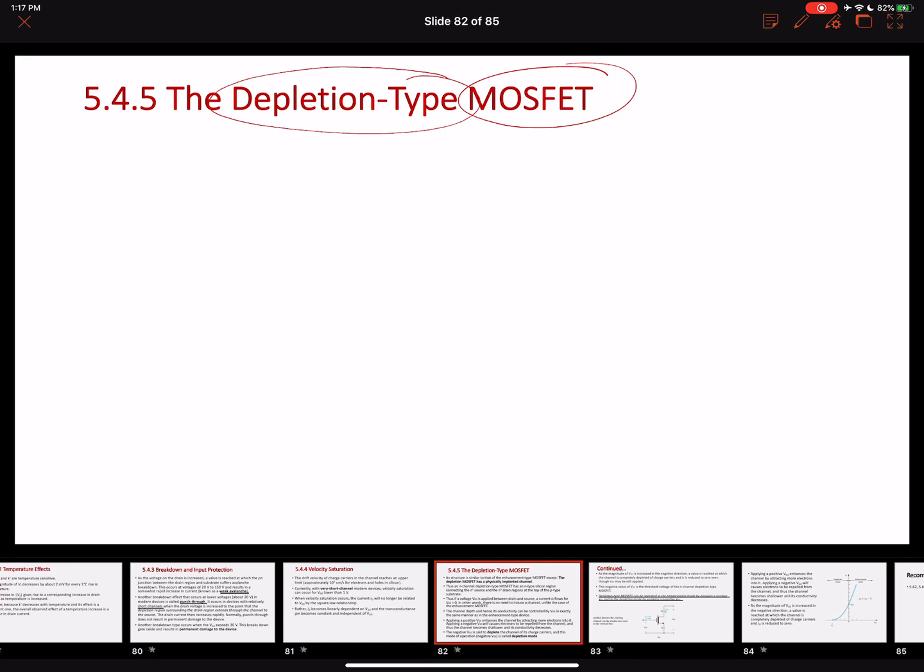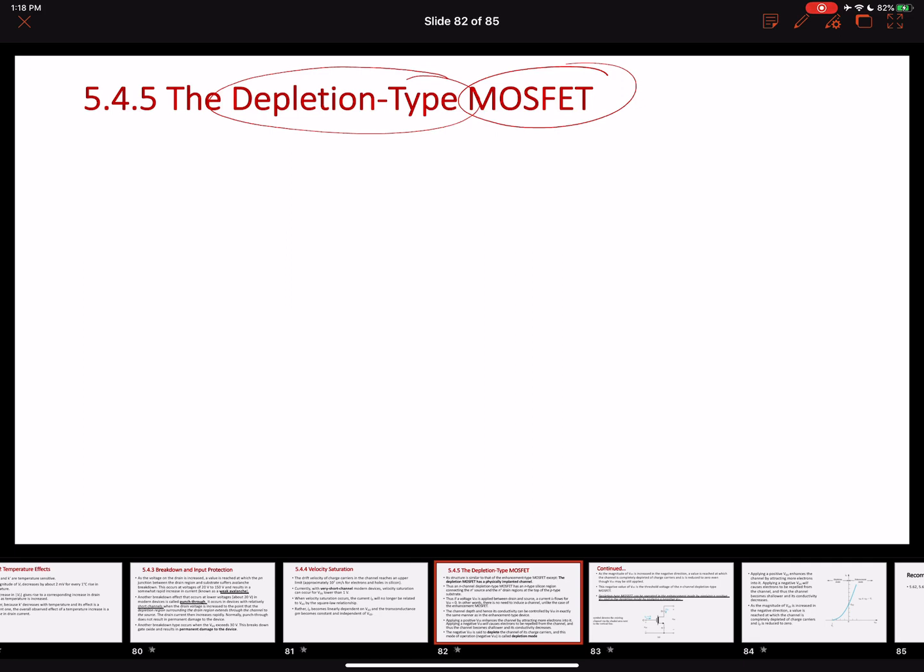Consider an example of an NMOS, right? First we apply a gate to source voltage that needs to exceed a threshold voltage to induce a channel. Once the channel is induced, and we apply more gate to source voltage, or a higher overdrive voltage, that increases the conductivity of the channel more and more, or the depth of the channel, right? So this is the enhancement type MOSFET. And of course, when we have a VDS applied as well, then the current will start to flow, the drain current.